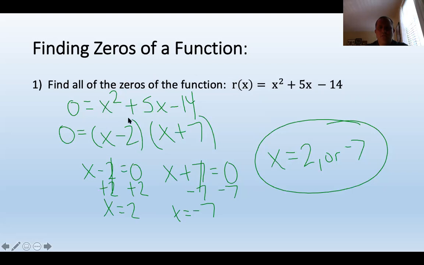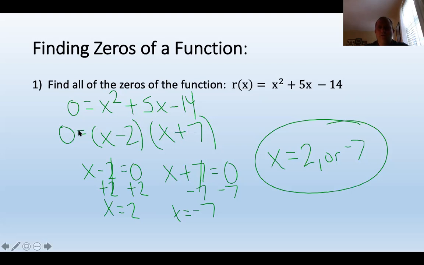So you make two parentheses. The first term in each parentheses should be x, because x times x is x squared. And then the last terms in each parenthesis should be whatever numbers would multiply to give you negative 14 and add to give you positive 5. The numbers that would do that would be negative 2 and positive 7. So you'd have x minus 2 times x plus 7.